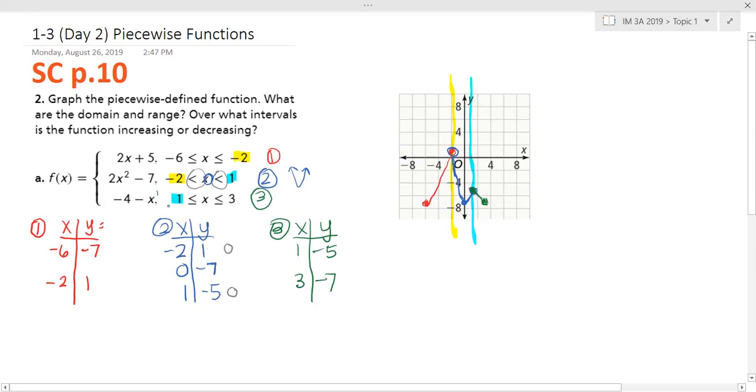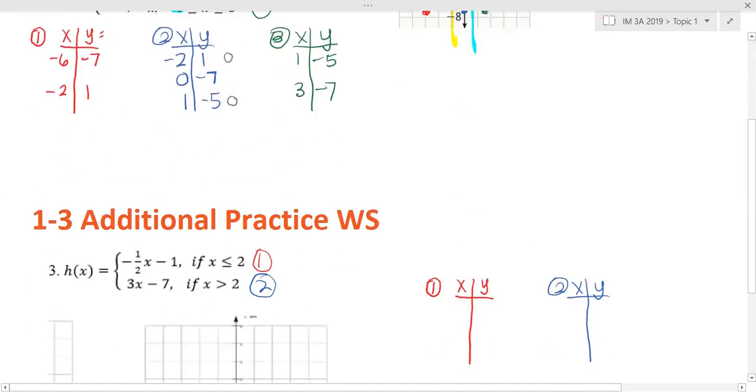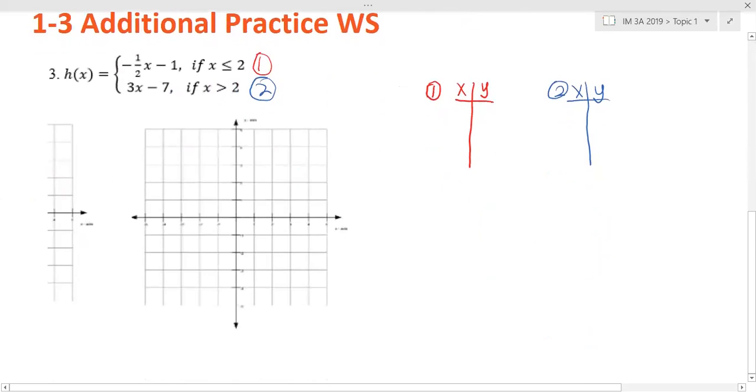Okay, so the left side didn't continue forever. The middle part never can because it's between two other pieces. And then the right side didn't continue forever. What we saw on the additional practice worksheet is now something with two pieces and sometimes three, where we only have one number in our domain.